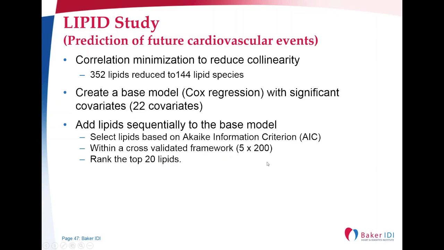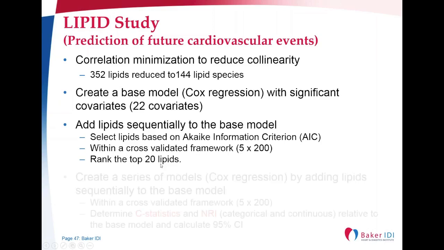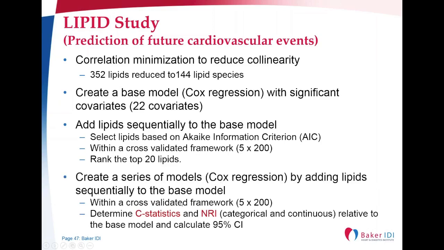All of this modeling is done within a cross-validated framework of 5-fold cross-validation, and we've repeated it a couple of hundred times. And from these 1,000 iterations, we can identify which lipids are most often included in these models, and so we can rank the lipids in terms of their importance in the development of this model. And with those 20 top-ranked lipids, we then go back and create a new series of models, again by adding lipids to our base model, again within a cross-validated framework. But here we focus on measuring the C statistics, so the area under the curve, and the net reclassification index, which is another measure of model performance, and the associated 95% confidence intervals.